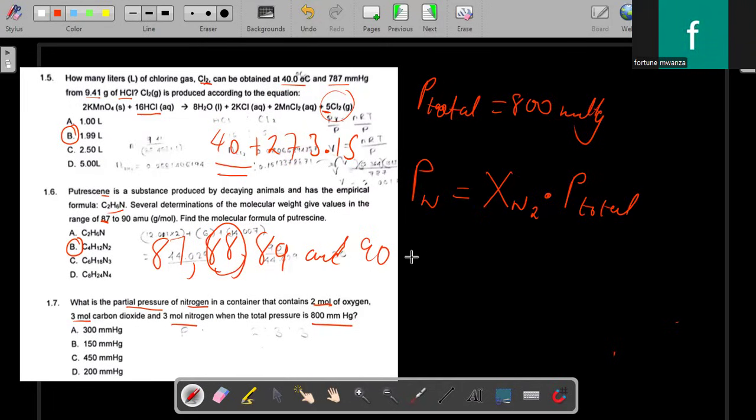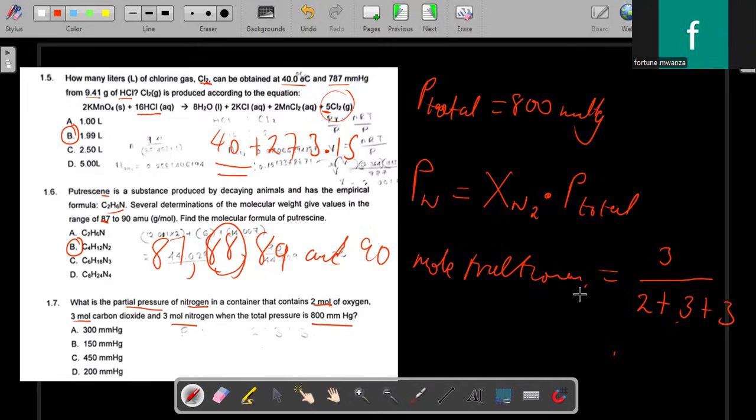So how do I get mole fraction? Mole fraction is simply the number of moles of nitrogen divided by the total number of moles in this container. The total number of moles in the container is 2 moles plus 3 moles of carbon dioxide plus 3 moles of nitrogen. The number of moles for nitrogen in the container is 3.